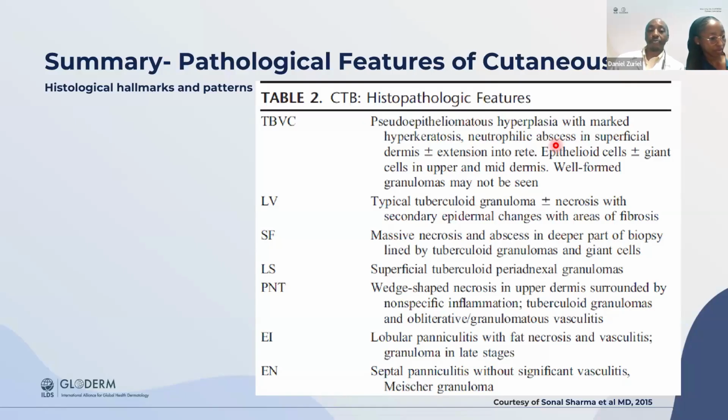If the biopsy is not taken well, some people will just take a small piece of biopsy, which will just show the pseudoepitheliomatous hyperplasia, which is not diagnostic on its own. So it's important to have a full thickness biopsy, and if you can reach the subcutis, that is better, so that we have a full diagnosis for the patient.